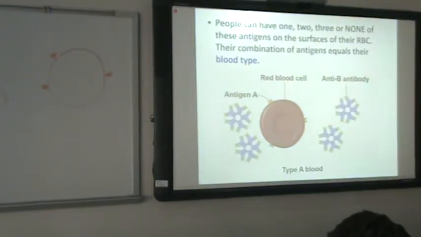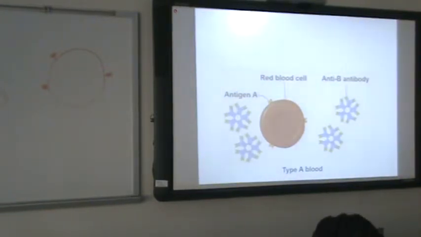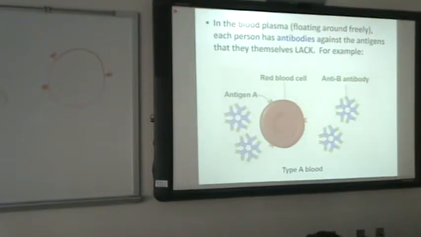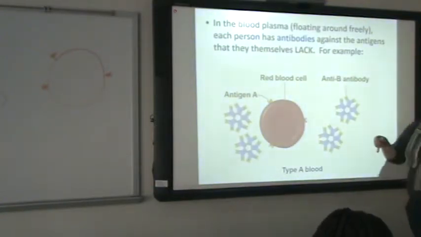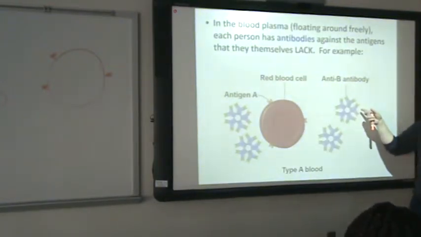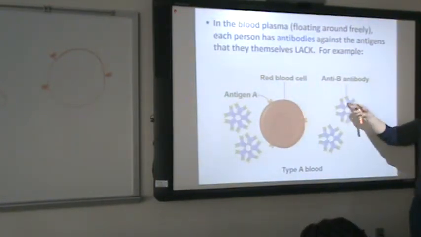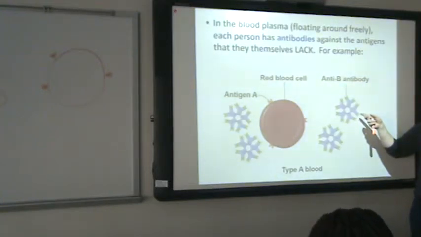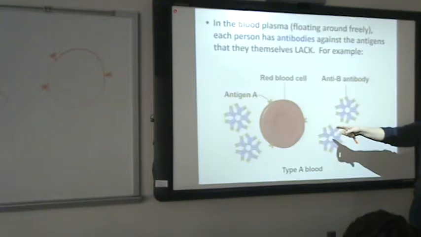So you can have A, and I'm going to go pretty fast through these. You can have B, you can have A and B, you can have neither. Those are the combinations. The Rh part we'll talk about in lab. You can assume that whatever antigen you've got, you have antibodies in your plasma against the others. The others, not the one that you've got.